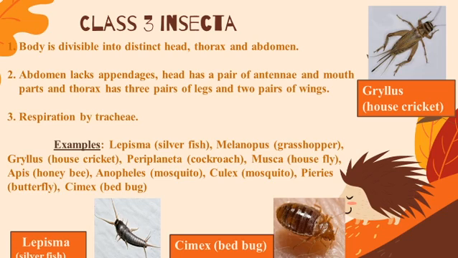Some examples: Lepisma, silverfish; Melanoplus, grasshopper; Gryllus, house cricket; Periplaneta, cockroach; Musca, housefly; Apis, honeybee; Anopheles, mosquito; Culex, mosquito; Papilio, butterfly; and Cimex, bedbug. These are the examples of class Insecta.